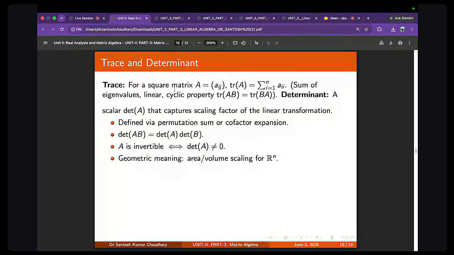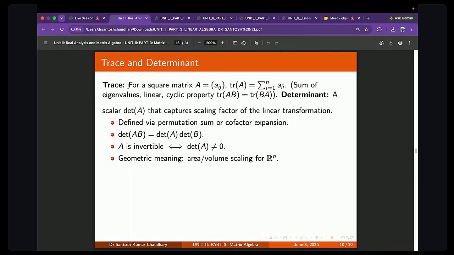Now what is the trace of a matrix? Trace and determinant are defined only for square matrices. So what is a square matrix? A matrix with an equal number of rows and columns. If the number of rows and number of columns are equal, then we call it a square matrix. So trace and determinant are defined for only square matrices.